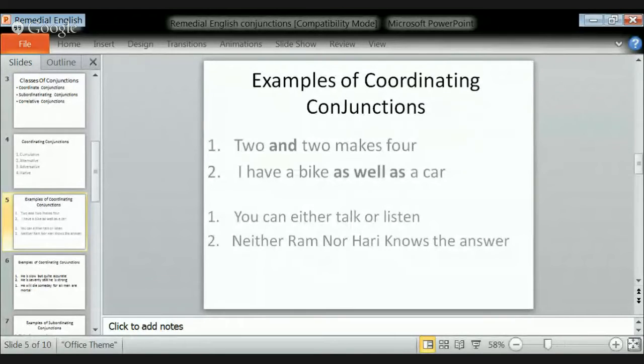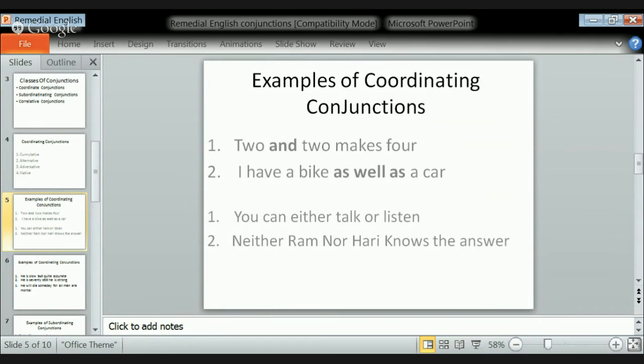So as I said, the next one is: you can either talk or listen. Wonderful. So you can only do two things. You can either talk or listen. So easily you should be able to classify which type of conjunction this is. Very simple. I'm connecting with the word alternative, right? Do this or do that, right? So either-or is the alternative.